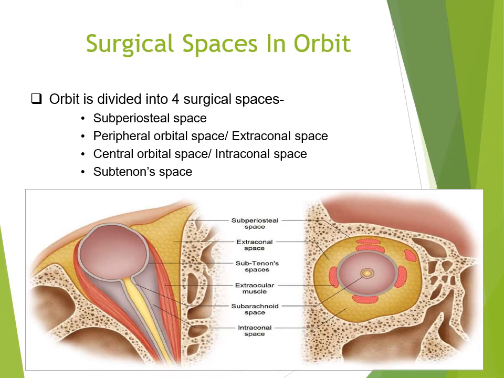The orbit is divided into 4 surgical spaces. One is the subperiosteal space, that is the space between your bone and the periorbita. Then the peripheral space, that is the space between your muscle cone and your periorbita. And the central one is the intraconal space, just behind your globe and in between the muscles. And the subtenon space, the space just below your Tenon's capsule.